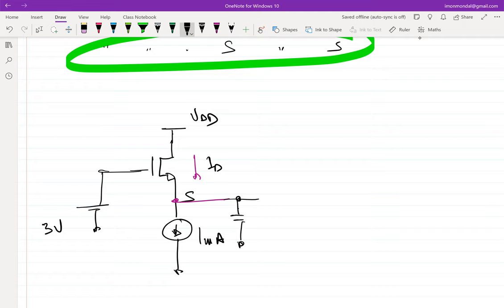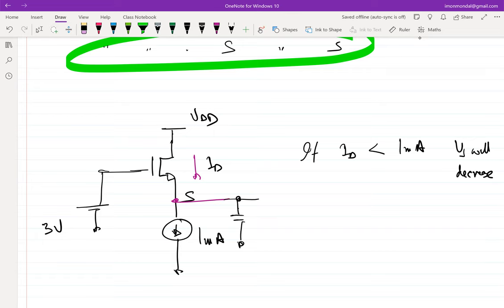If ID is less than 1 milliamp, what is going to happen? Same argument. What is going to happen to the source voltage? If ID is less, this voltage is going to decrease, right? So VS will decrease. Correct? And the opposite will happen if ID is more than 1 milliamp.